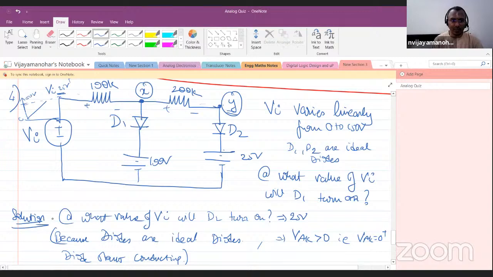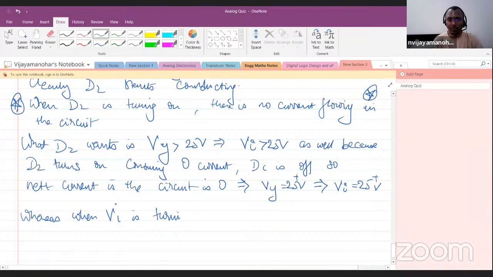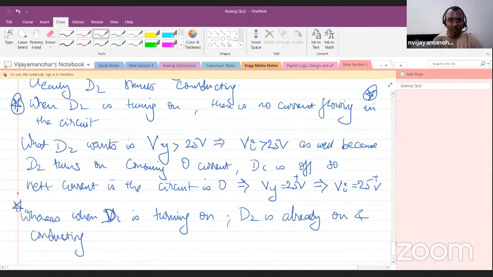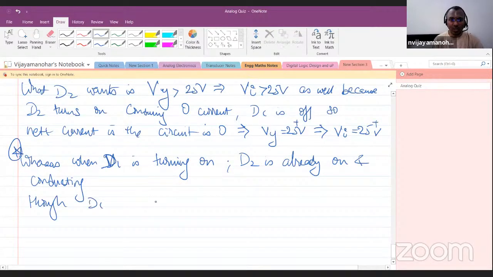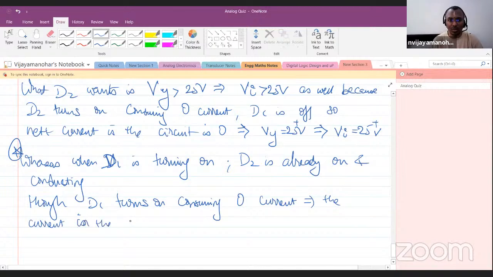Whereas when D1 is turning on, D2 is already on and conducting. Though D1 turns on consuming zero current, the current in the circuit is not zero as D2 is conducting.